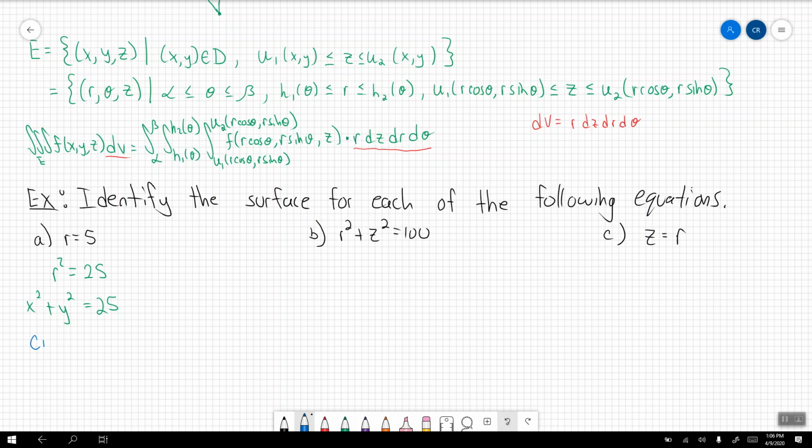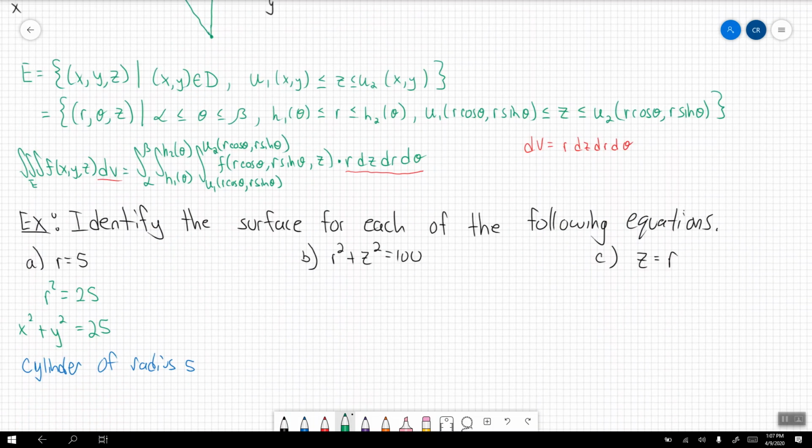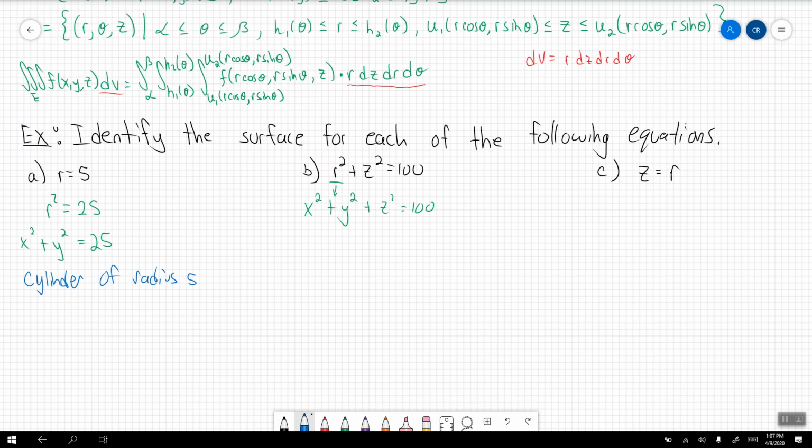Awesome. All right, so here, as we can see, we have this cylinder of radius 5. Nice. All right, so let's look at the second one, part B. For part B, we have r squared plus z squared is equal to 100. Now, under the assumptions that we have up here, we know that r squared is equal to x squared plus y squared. That's for this piece here. And then we still have this plus z squared, which means r squared plus z squared is equal to 100 is really just a sphere of radius 10. That's it.